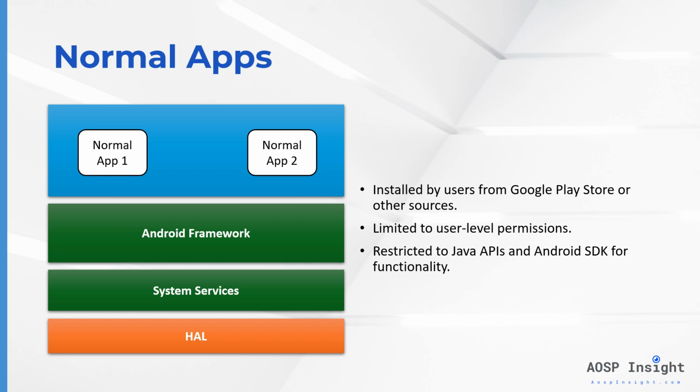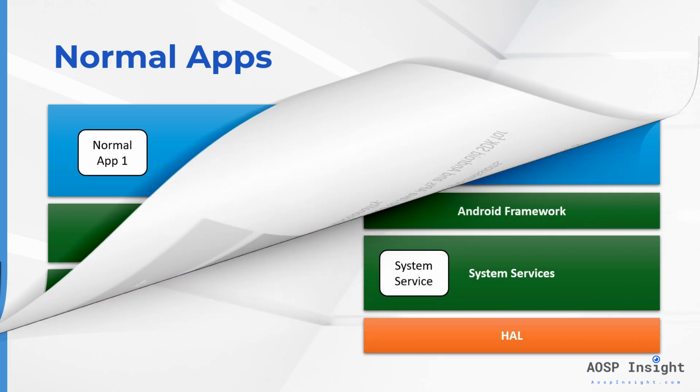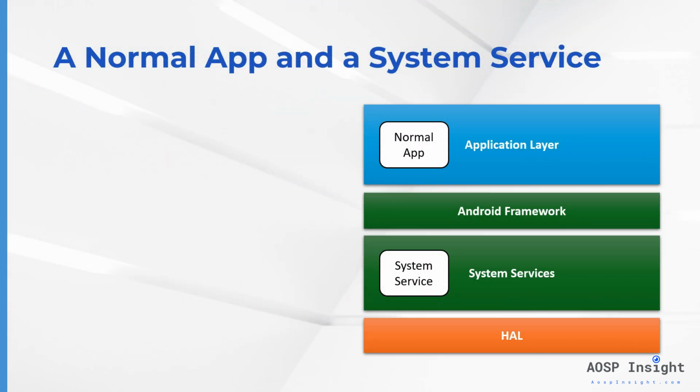For now, the important considerations are these applications are installed through an online store or similar methods. Their permissions are limited to user level access, and they are restricted to specific versions of Android SDK APIs that they are allowed to use. This scenario provides a clear example of how AIDL can be utilized for communication between applications without involving direct interaction with system services.